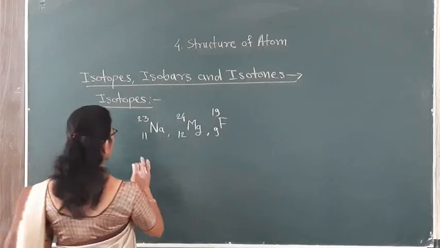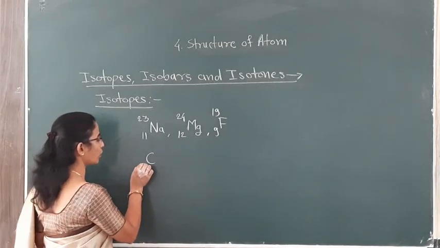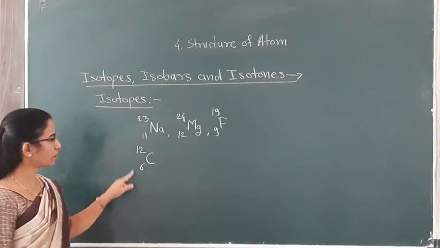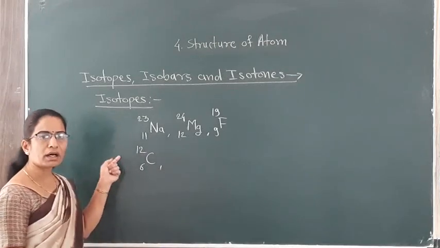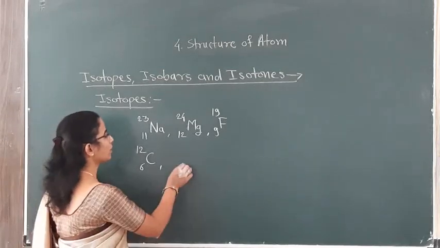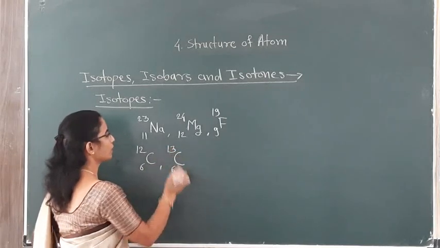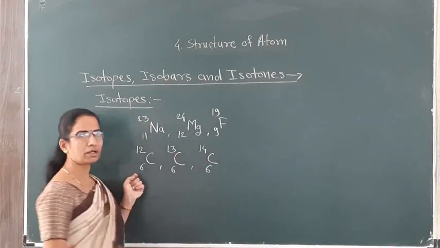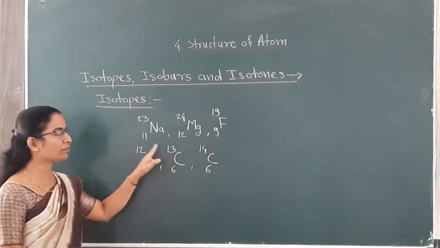But there are so many elements, like carbon. Generally we know the mass number of carbon is 12. Atomic number is 6, mass number is 12. This is a single nuclide. But carbon also exists in nature in the form of different nuclides. See what the different nuclides of carbon are, that is having here mass number 13. This carbon atom is having mass number 14. So these are the same element, but they have different mass numbers.